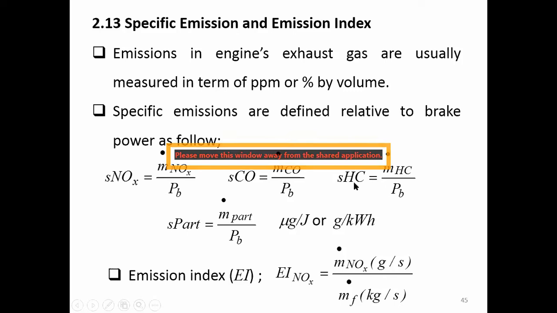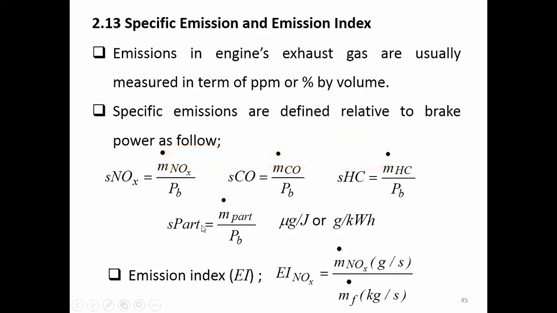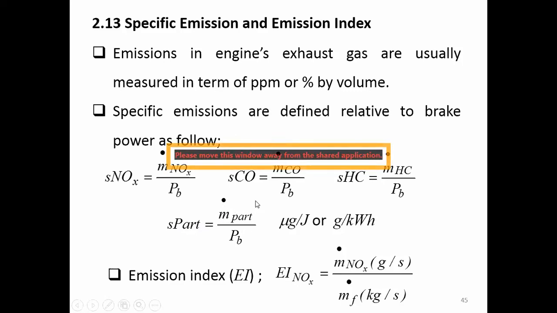So we have this specific hydrocarbon here also. We also have the specific emissions for the particulates, or the particles, that come out. So we have to measure the mass flow rate of the particles that come out. All of this can be written in terms of what? Micrograms per joule or grams per kilowatt hour. You can use either one of these units. So this is the specific emission: the mass flow rate divided by the power output. How about the emission index?